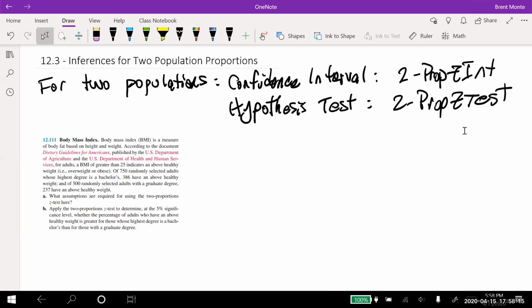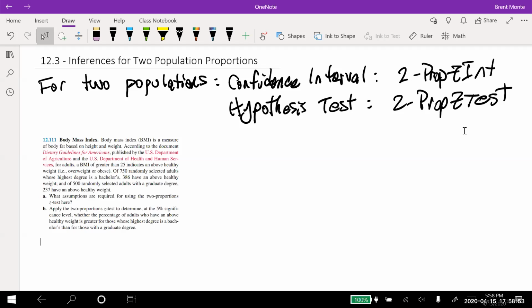12.111, body mass index. Body mass index, or BMI, is a measure of body fat based on height and weight. According to the document Dietary Guidelines for Americans, published by the U.S. Department of Agriculture and the U.S. Department of Health and Human Services, for adults, a BMI of greater than 25 indicates an above healthy weight, i.e. overweight or obese. Of 750 selected adults whose highest degree is a bachelor's, 386 have an above healthy weight. And of 500 randomly selected adults with a graduate degree, 237 have an above healthy weight.